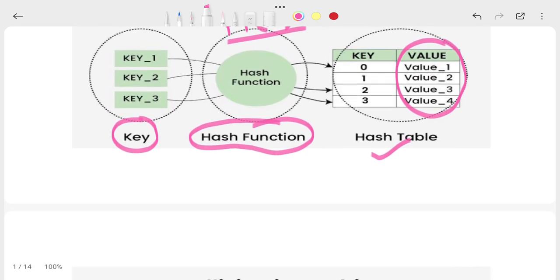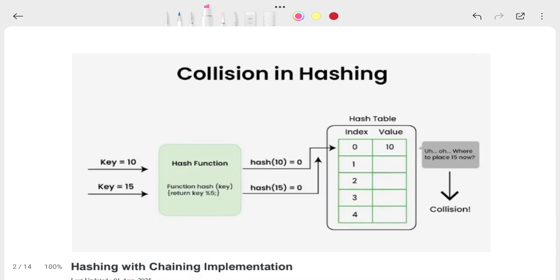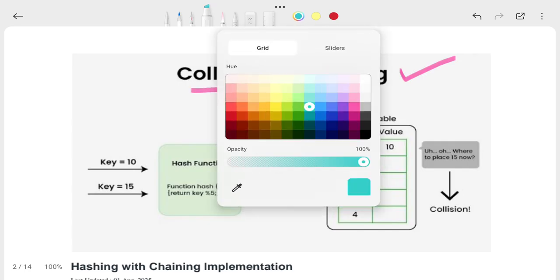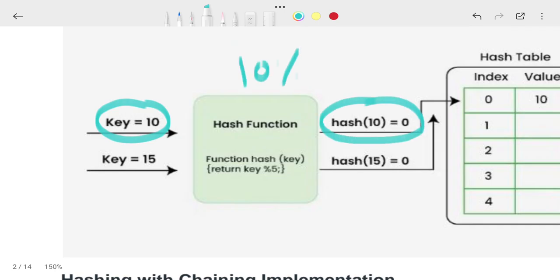Now I will come here and try to explain. There are different types of hashing. Number one is collision in hashing. How? See here. Suppose you have a key 10, and you divide 10 by 5. What is the remainder? Your remainder is equal to 0.